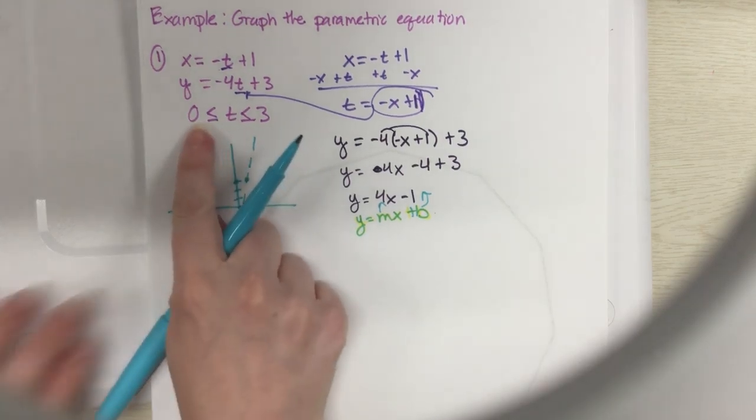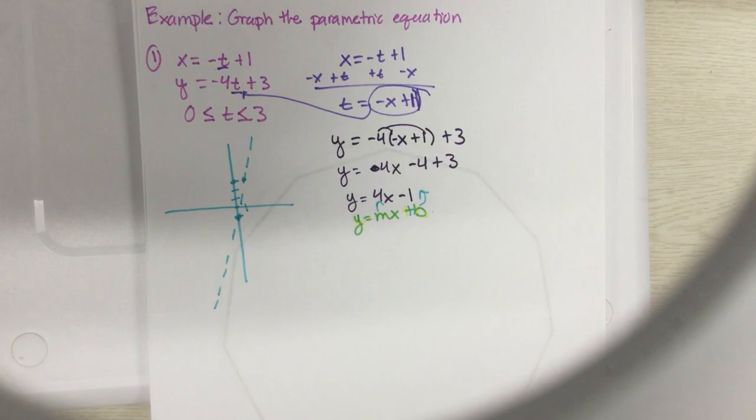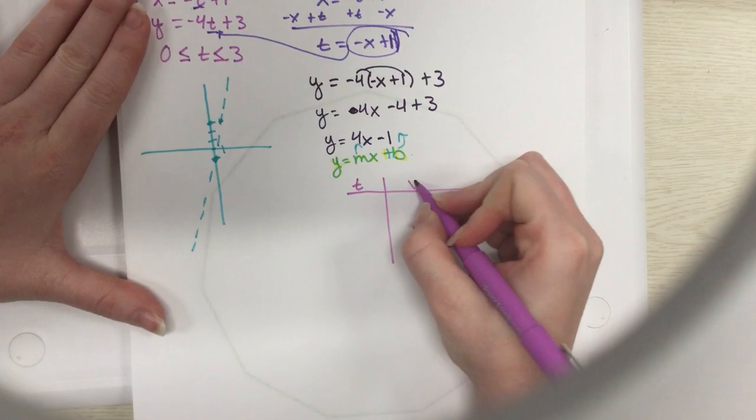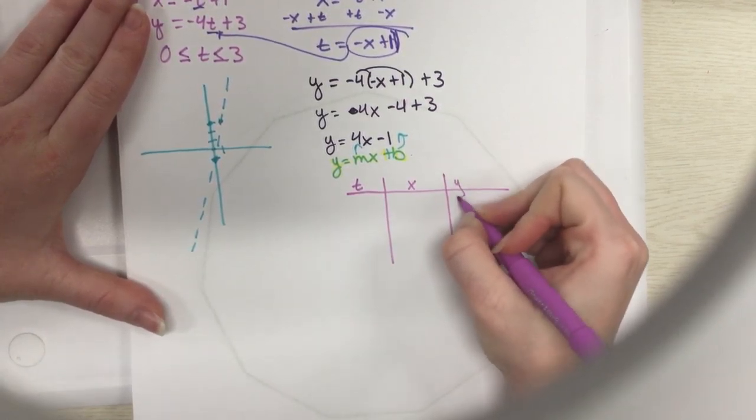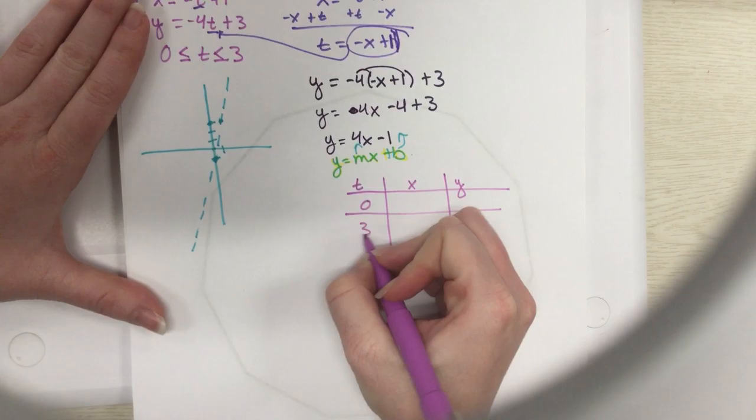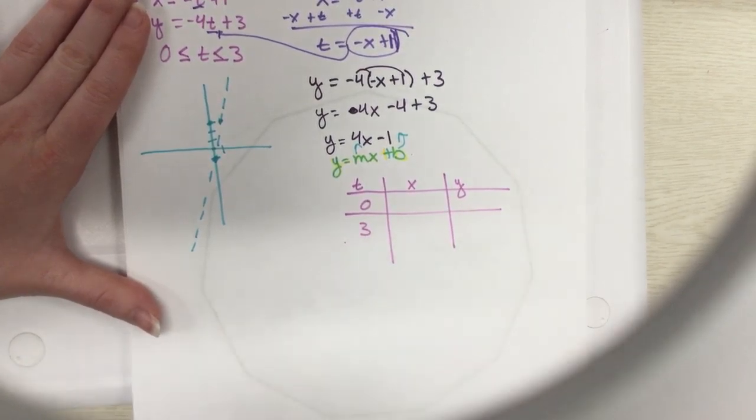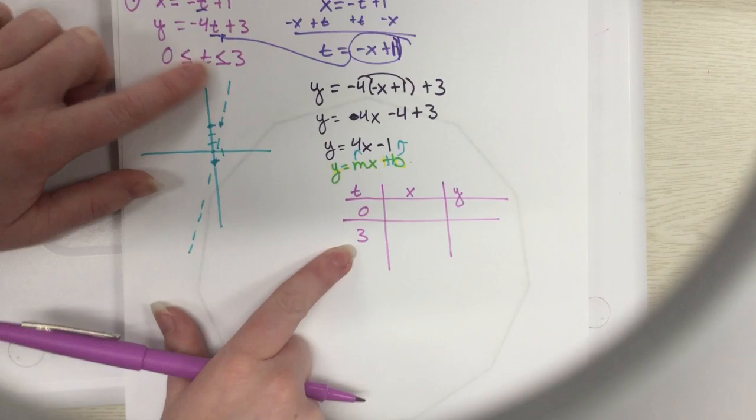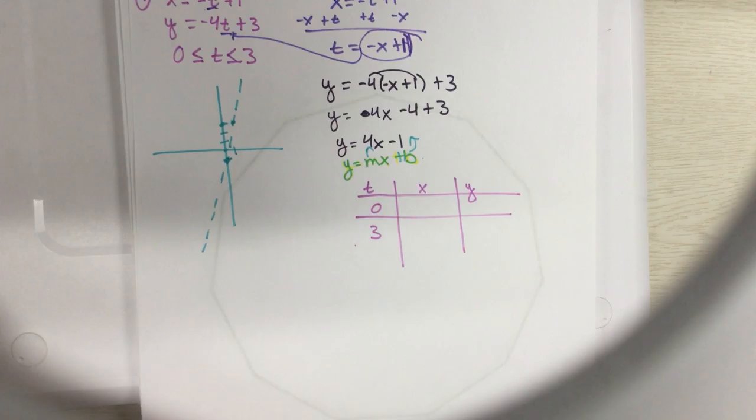However, this line is restricted on the interval 0 to 3. So we still have to do a slight table, but you really only need to do the endpoints. You don't have to do all of the stuff in between. So I'm going to do a table, but I'm just going to do 0 and 3. Alex will tell you you need to do 0, 1 in the middle, and 3. I think you're more than capable of noticing that 0 is the starting point and 3 is the ending point, and you can figure out the direction the graph is going between those.